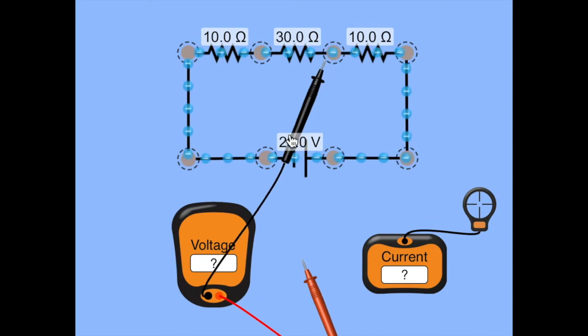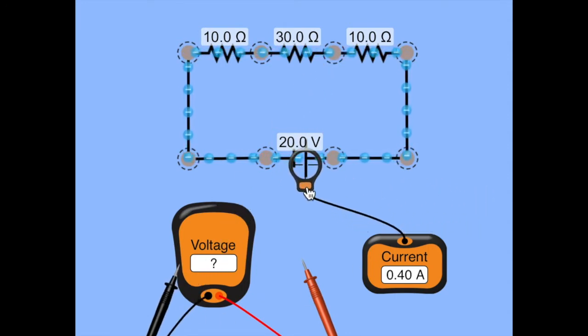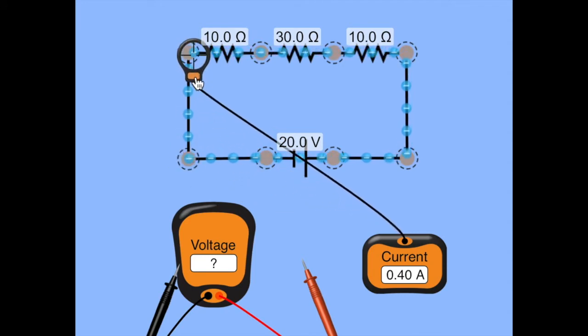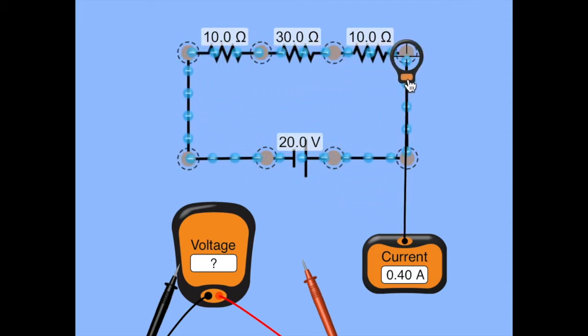And of course, current will still be the same value throughout the circuit, less than before because now we have more total resistance, 0.4 amps, everywhere. In a series circuit, current is constant.